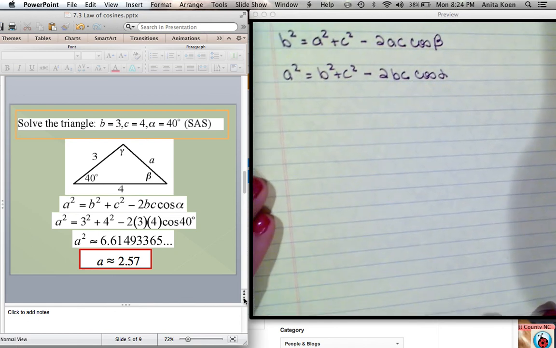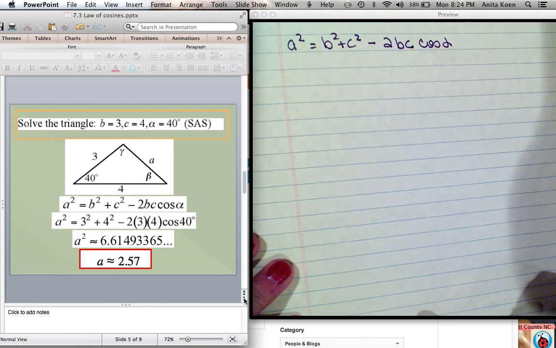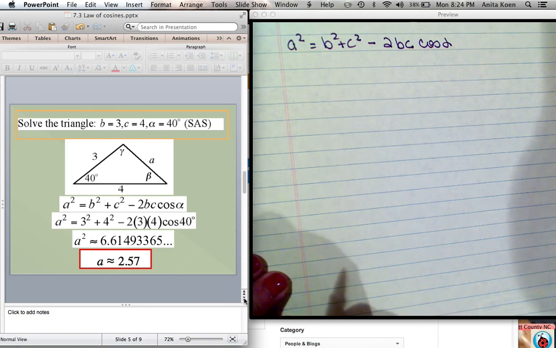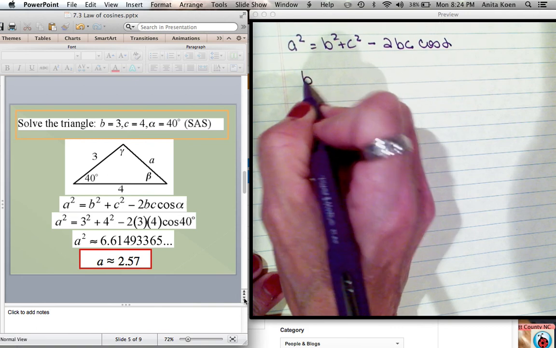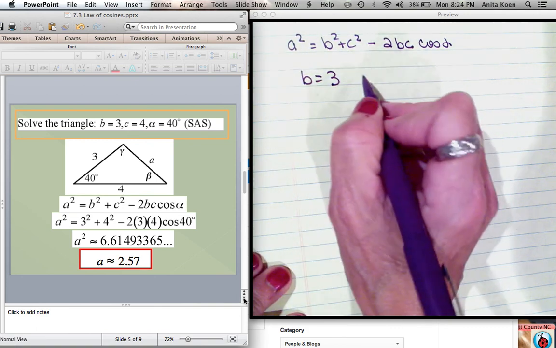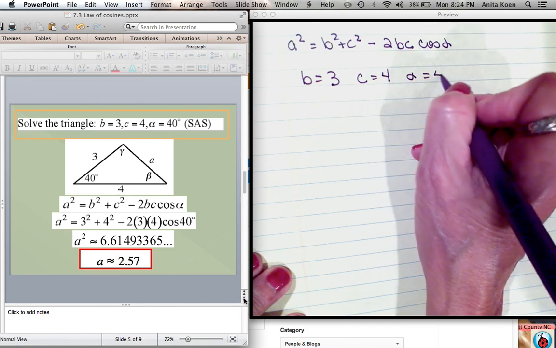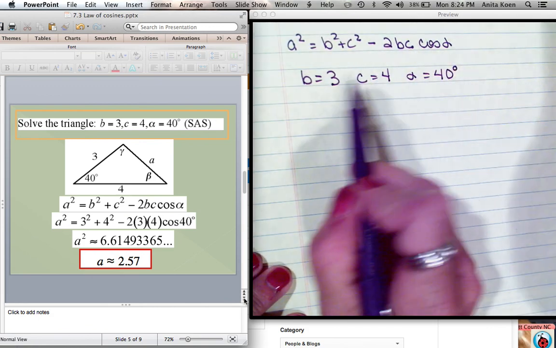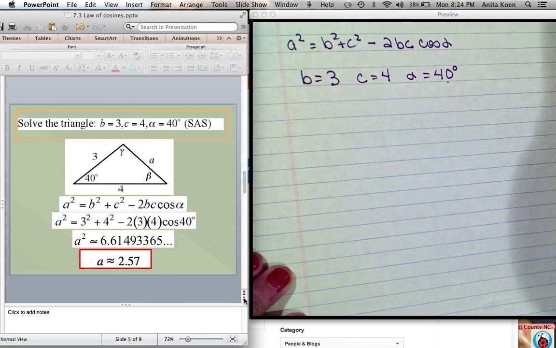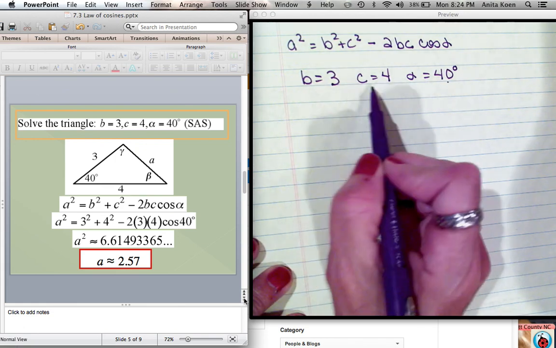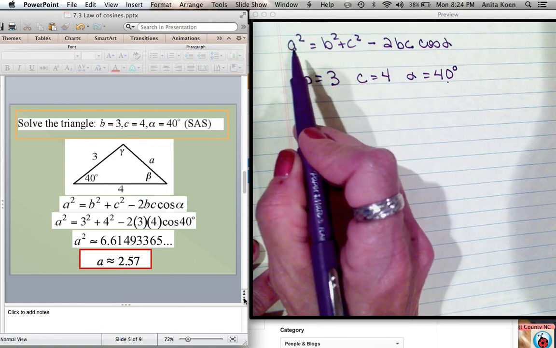So let's look at an example. Let me slide this up just a little, and we're going to be using this form of the law of cosines, so I'll leave it here. It says solve the triangle if I know that b is 3, c is 4, and alpha is 40 degrees. This is a side angle side triangle. So we do not know what side a is, so that's what we're going to look for first, is we're going to look for side a.